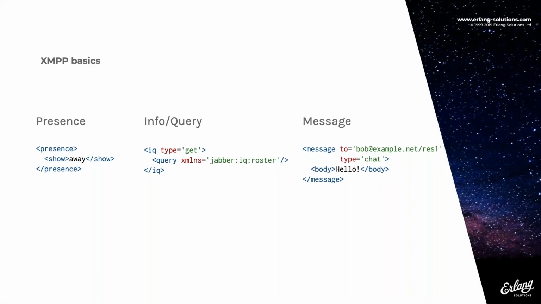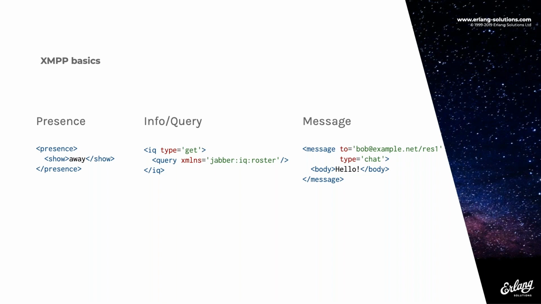The very basis of XMPP is XML. It works by exchanging what we call stanzas. A stanza is just a piece of XML that is either a presence or an IQ or a message. There are only three types of stanzas, and they all have very specialized, very well-defined meaning and purpose. A presence is for telling people about your presence. Are you online? Are you away? And this is it. This is all it does.